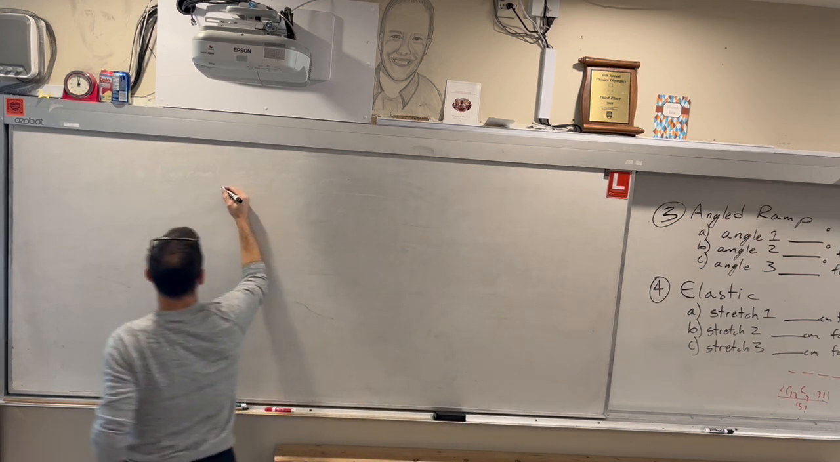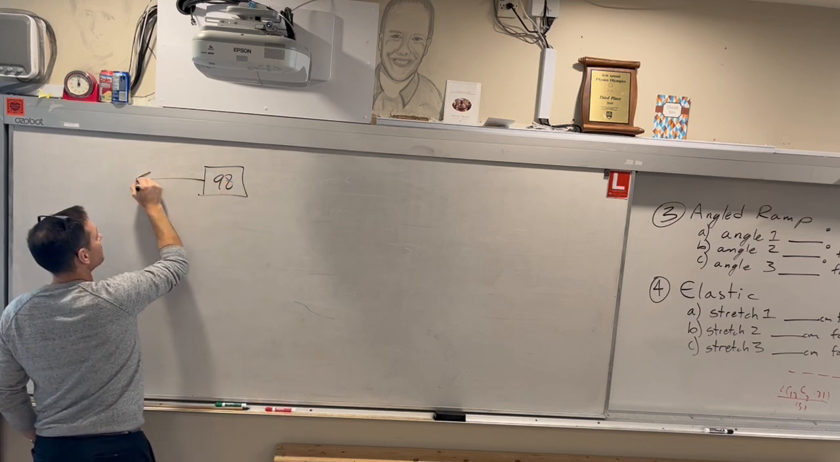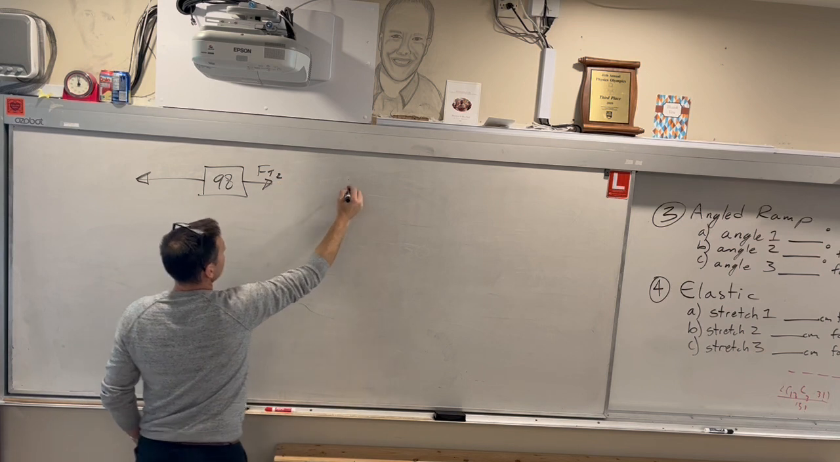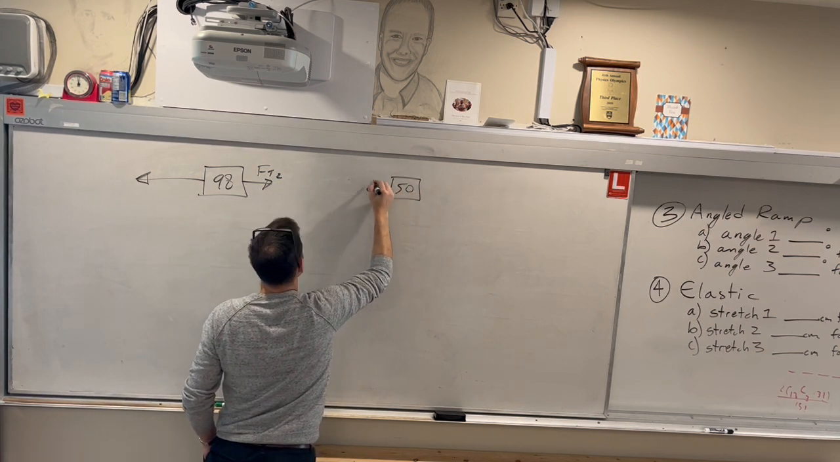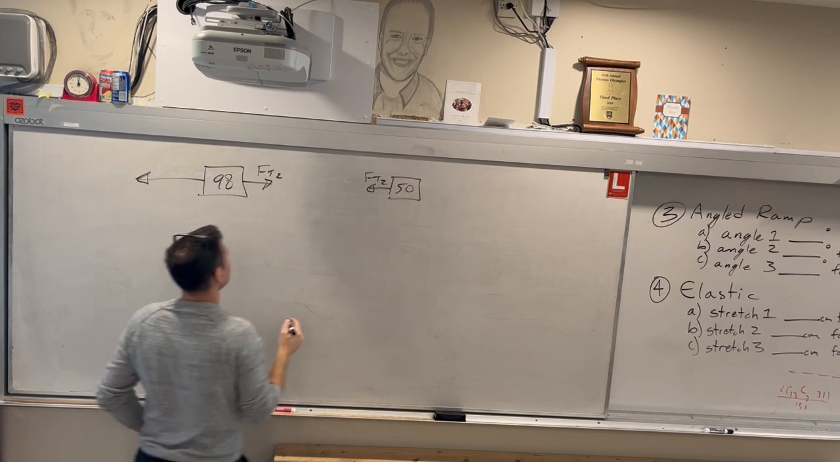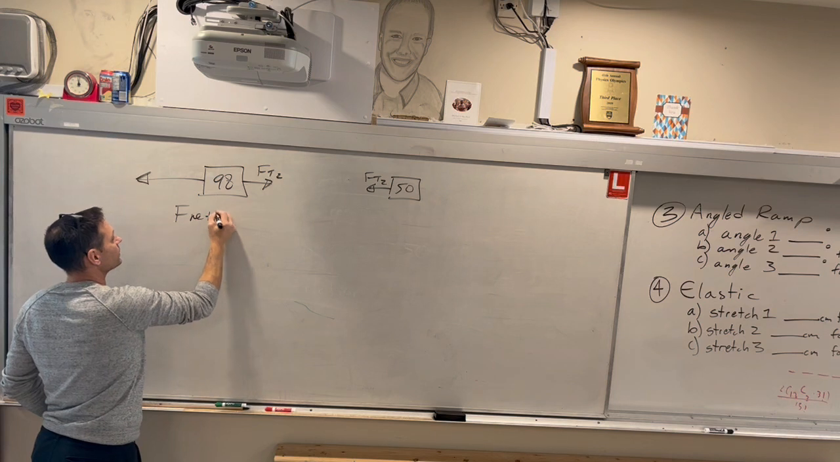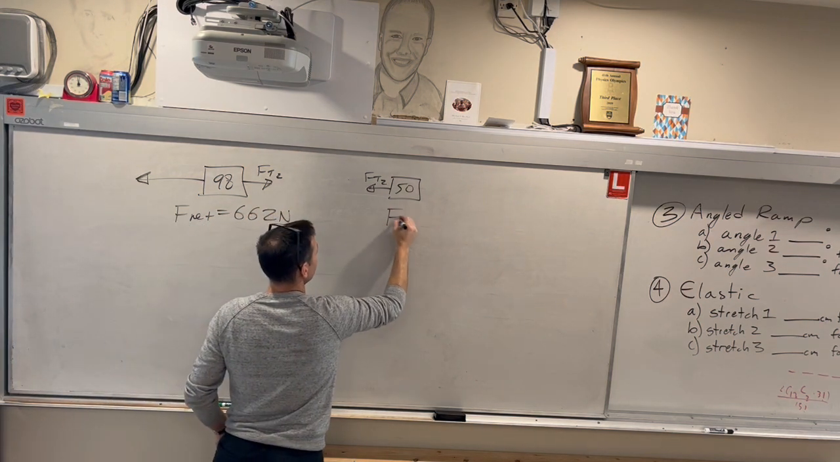Okay, so let's do our two blocks. I'm just going to draw them again. Our 98 has these two, and our 50 kilogram block has this. Now, the net force here was 662, wasn't it? Yeah. And this one is 340?